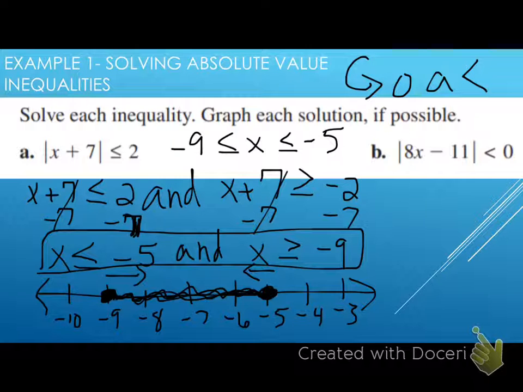Any questions on letter A? Pretty decent. Kind of a long-ish, tedious process. But once you get the hang of it, it starts to go pretty quick. Okay? Can I erase and move to B? Indeed, you may.